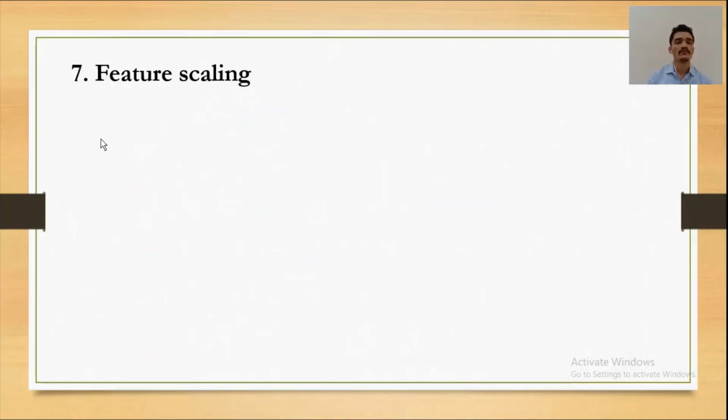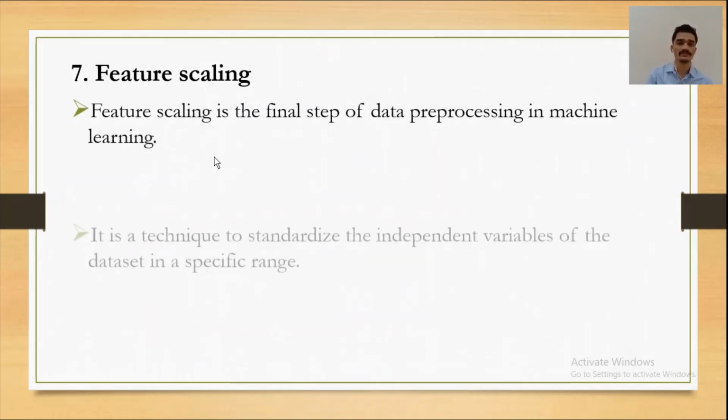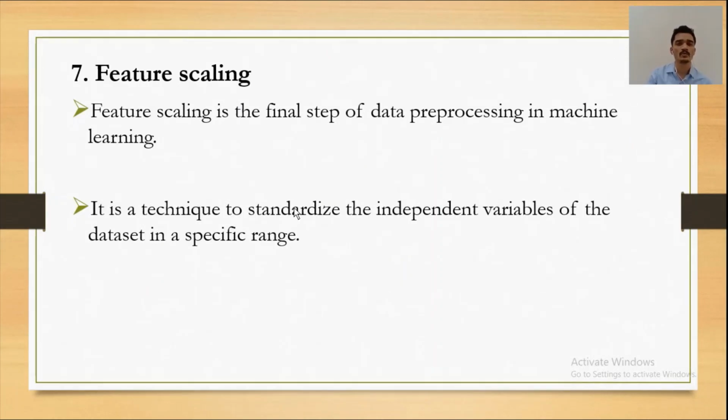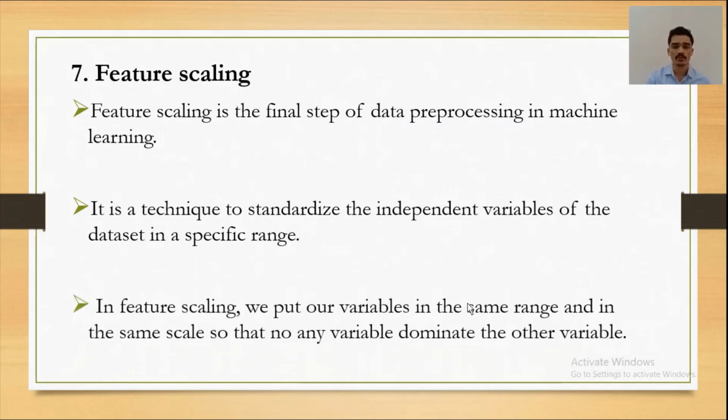Next is feature scaling. This is the last step of data preprocessing in machine learning. It is a technique to standardize the independent variables of the dataset into a specific range. In feature scaling, we put our variables into the same range and the same scale, so that no variable dominates another variable. No one can dominate another variable if you put the variables in the same range and same scale. So the term is feature scaling.